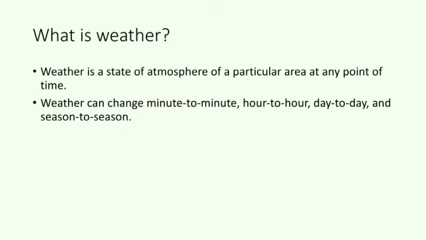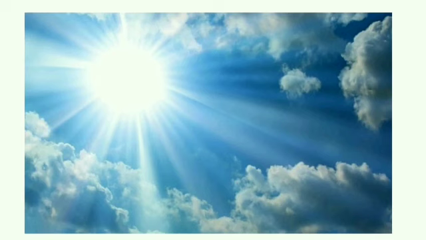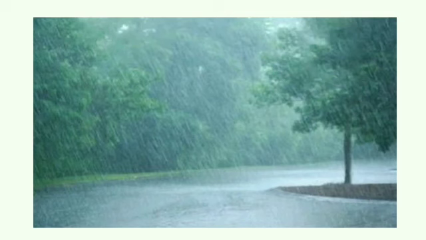Weather is the state of the atmosphere of a particular area at any point of time. Weather can change minute to minute, hour to hour, day to day, and season to season. For example, the day can begin bright and sunny, but by evening it can start raining heavily. These day-to-day changes are referred to as weather.